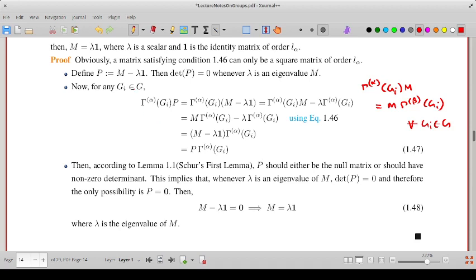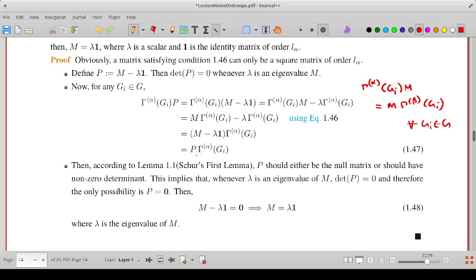But now consider the case where the determinant of P is equal to 0, and that happens when this lambda is one of the eigenvalues of M. So in such a case, the determinant of P is 0. But according to Schur's first lemma, if P satisfies this condition, then P should either be a null matrix or a matrix with non-zero determinant. So the only possibility for P to have a determinant equal to 0 is for it to be the null matrix.